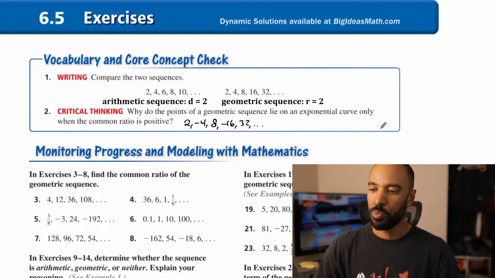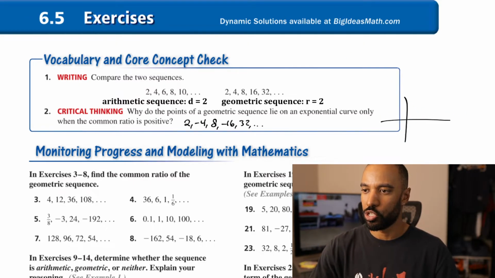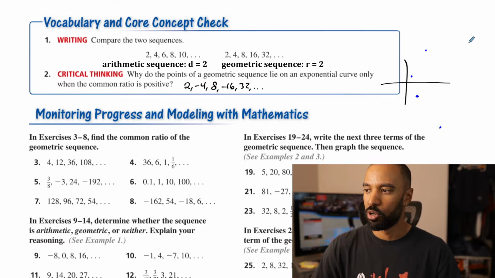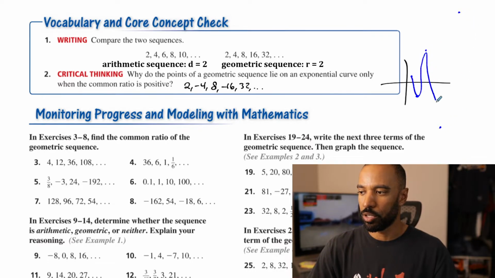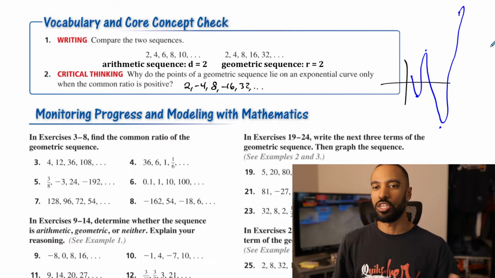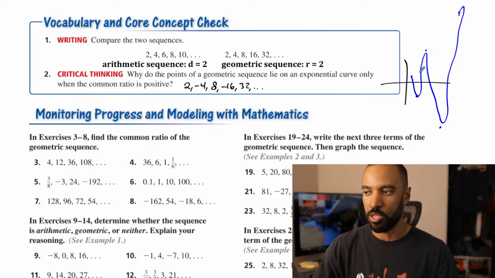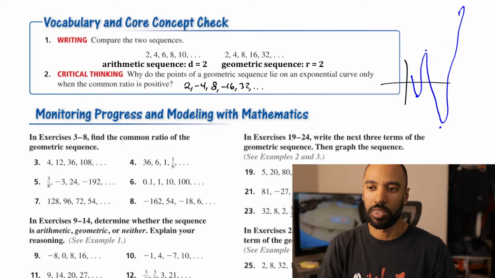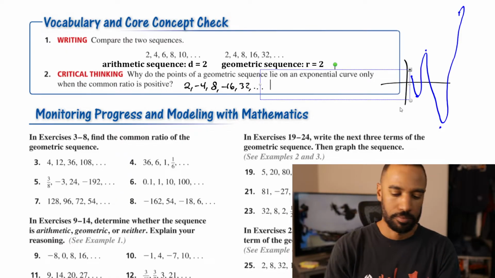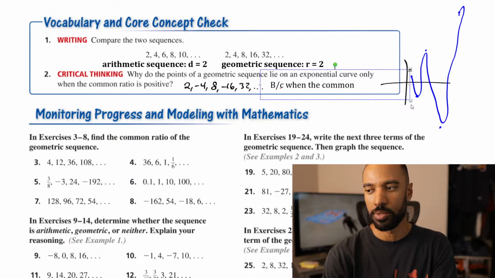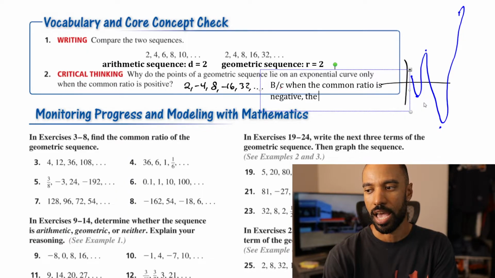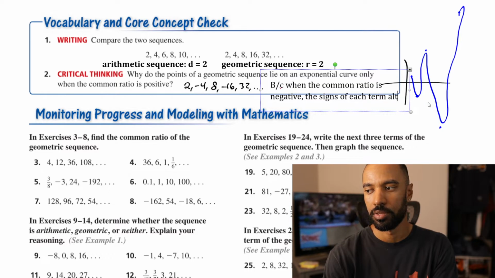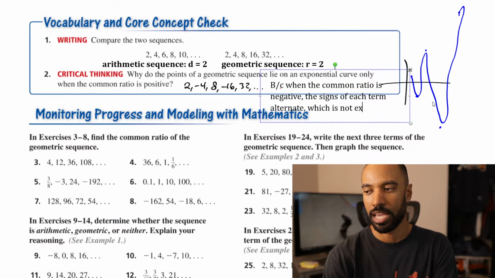32, etc. Imagine what that graph would look like. When n is 1, it's at 2. Boom. When n is 2, it's at negative 4. Boom. And then positive 8. Boom. And then negative 16. Boom, and 32, boom. Ideally you can't draw a curve through this, and we don't for sequences anyway, but you can tell that this does not lie on an exponential curve when these things change sign. So when the common ratio is negative, the signs of each term alternate, which is not exponential.